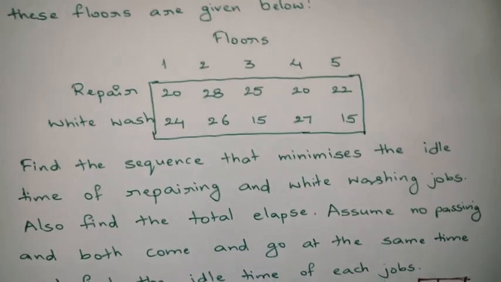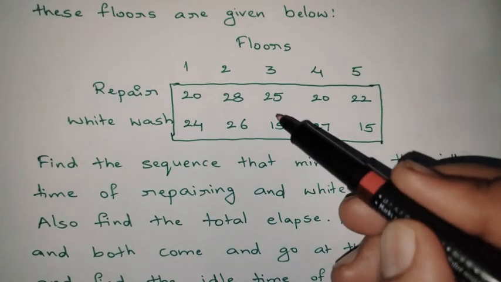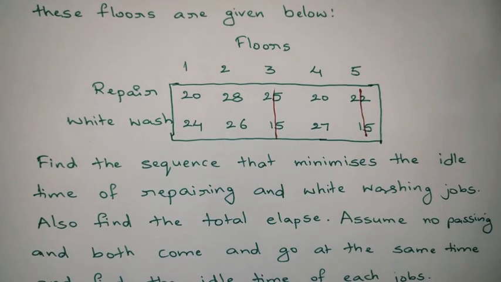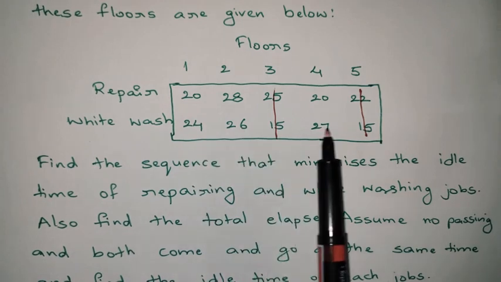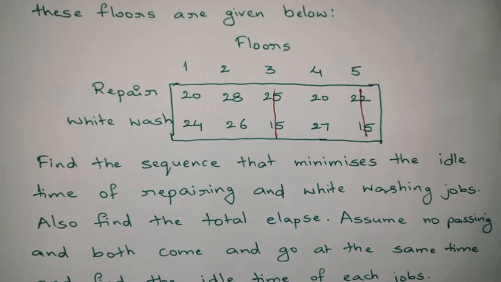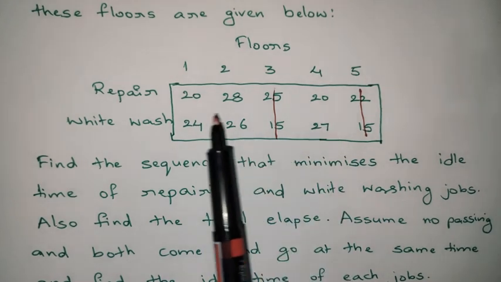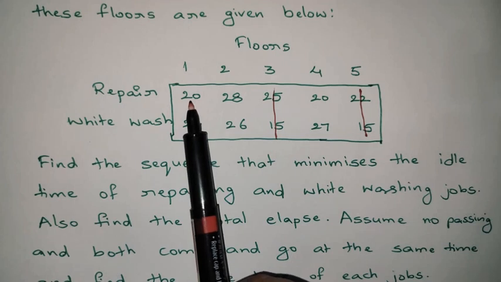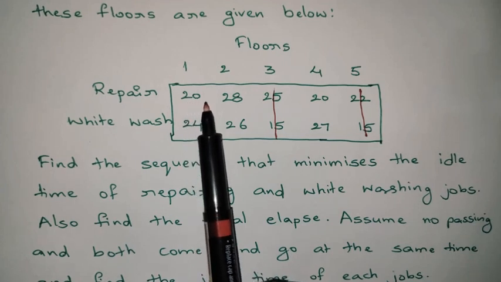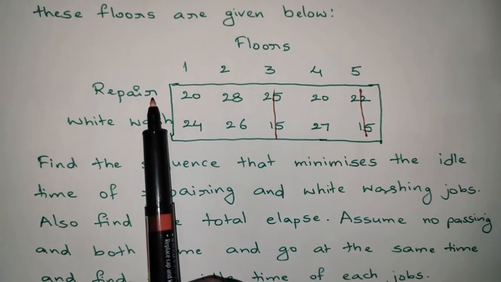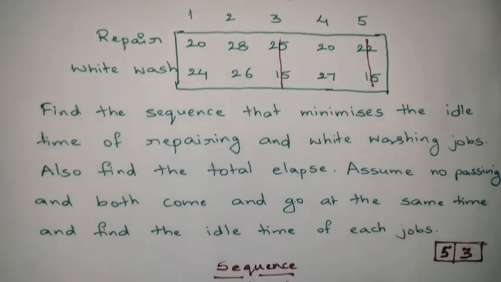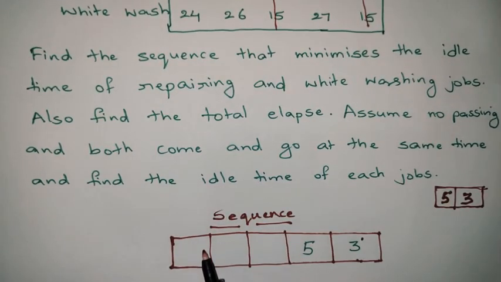Now these two are deleted. Next, what about the remaining values? 20, 28, 20, 24, 26, 27. In these 6 values, the minimum is 20. But the value 20 is also present at 2 places. So here the value is minimum in the first process. So that's why we need to mention either 1 or 4 on the left side of this table. So now there is a tie between 1 and 4.